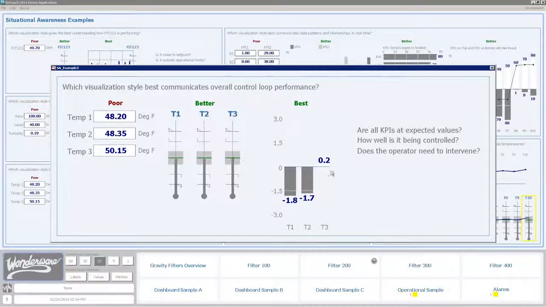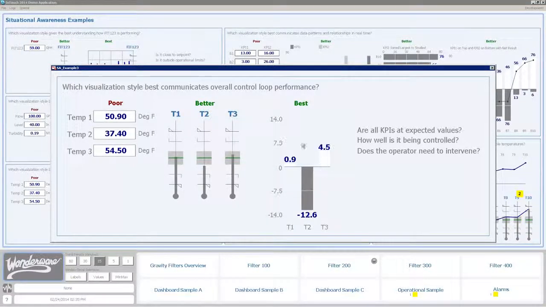When I use this chart here, the deviation chart, I can see much more clearly that temperature 1 is the one that's the furthest away, but they're all within 1 degree of their set point. So I'm probably doing quite well here. Here I just saw some noise got introduced in the system, and now I can clearly see temperature 2 is the worst performing of the 3. And so it's easy for me to identify that with this visual technique here.